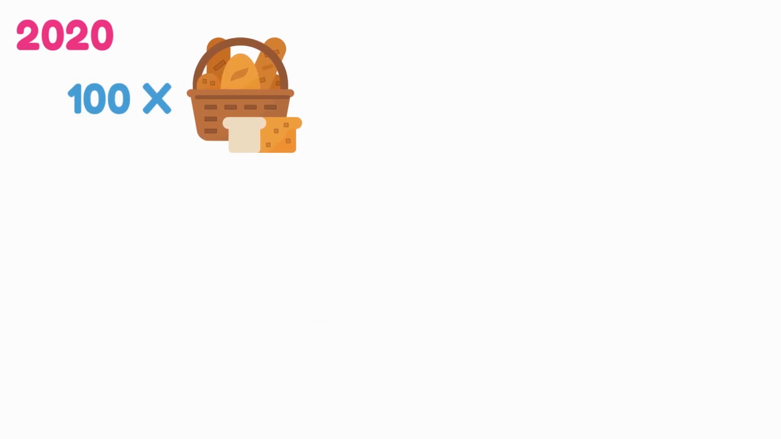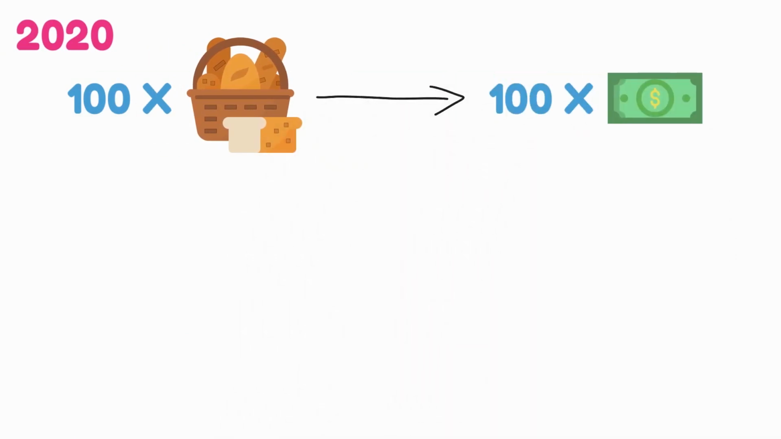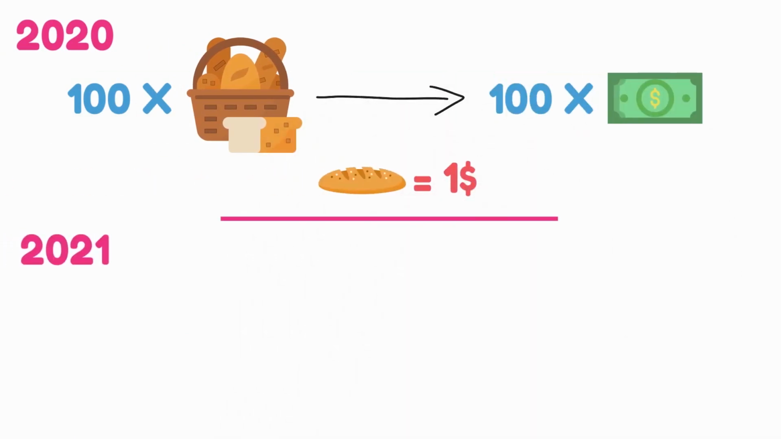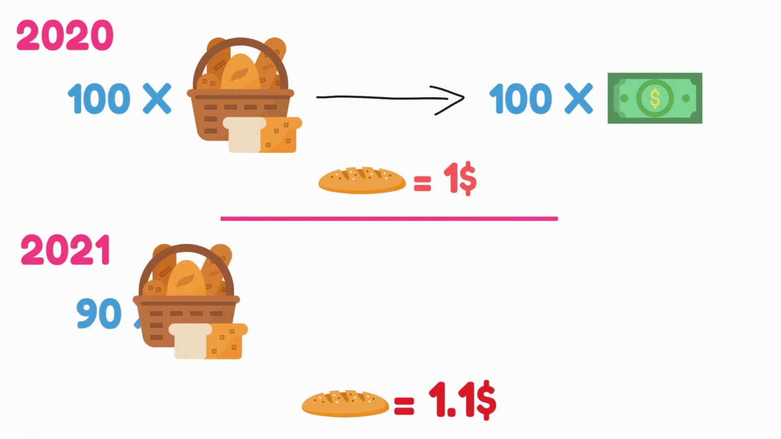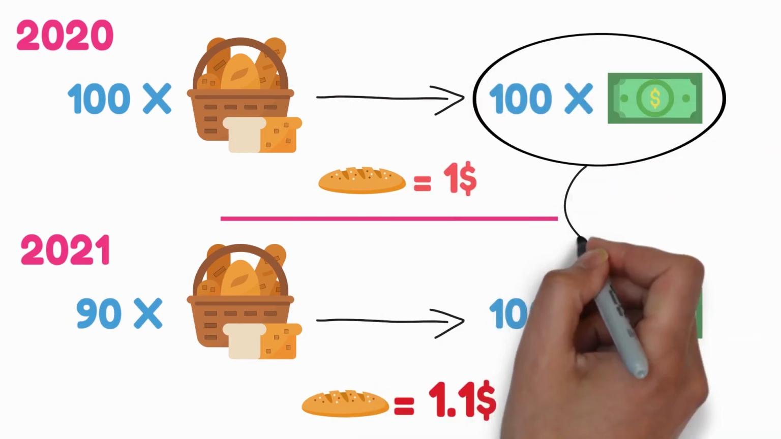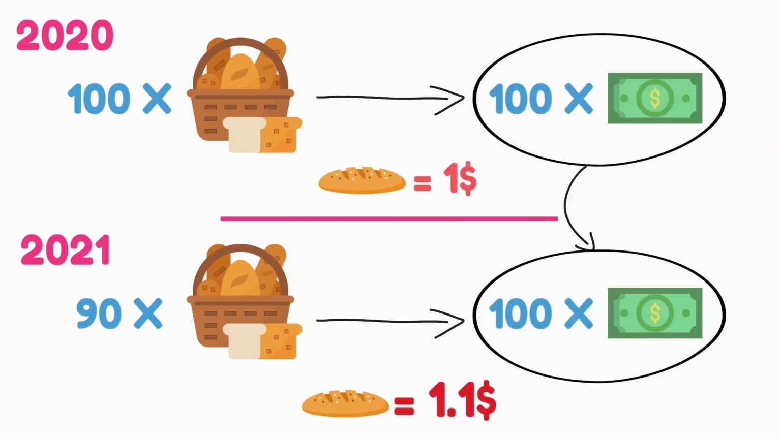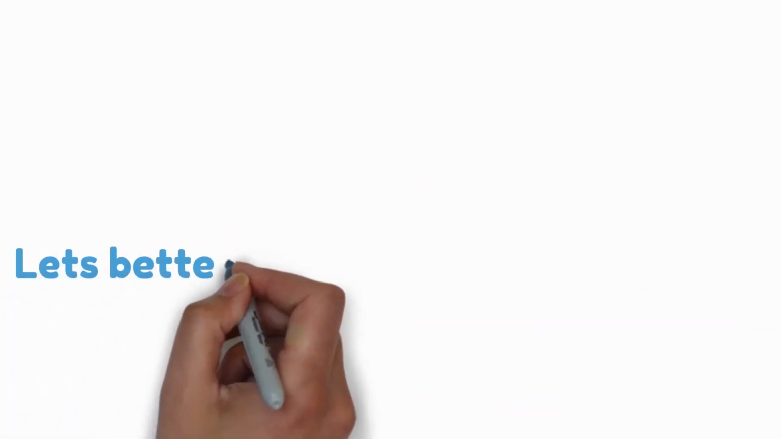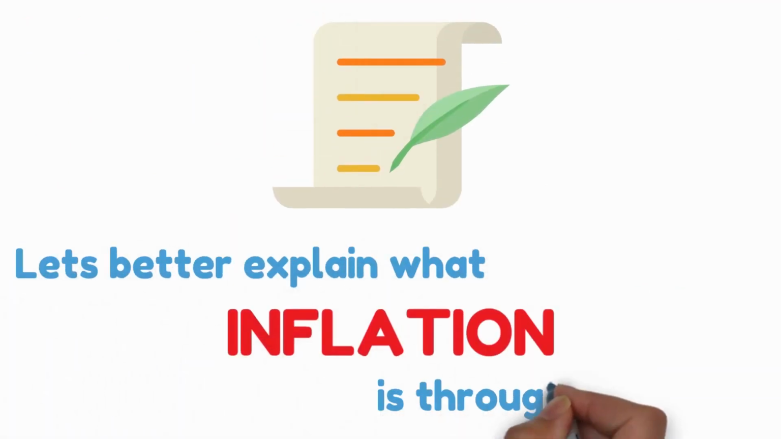If today you buy 100 loaves of bread with $100, one bread being $1, and the next year the price of bread increased to $1.10, you'll only buy 90 loaves of bread. So, even if you think that next year you'll have the same amount of money, $100, in reality, the value of that money has significantly decreased. Let's better explain what inflation is through a story.